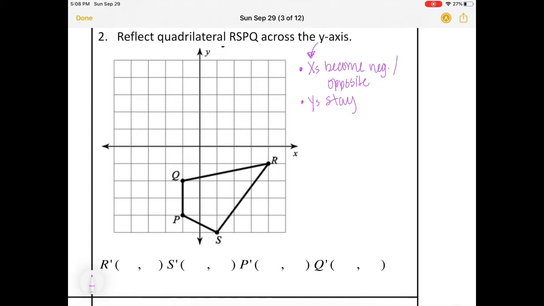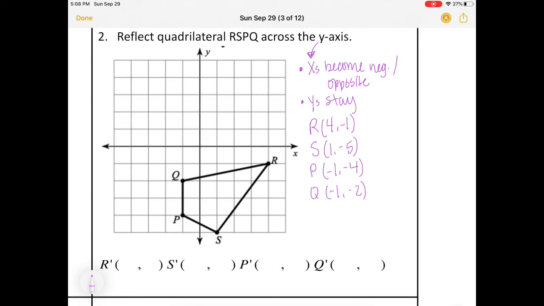Okay, so typically I would say write your original coordinates. However, we do already have those from the first problem. They stay the same throughout these examples. So I'll write them real quick. So R is (4, -1). S is (1, -5). P is (-1, -4). And Q is (-1, -2). Okay.